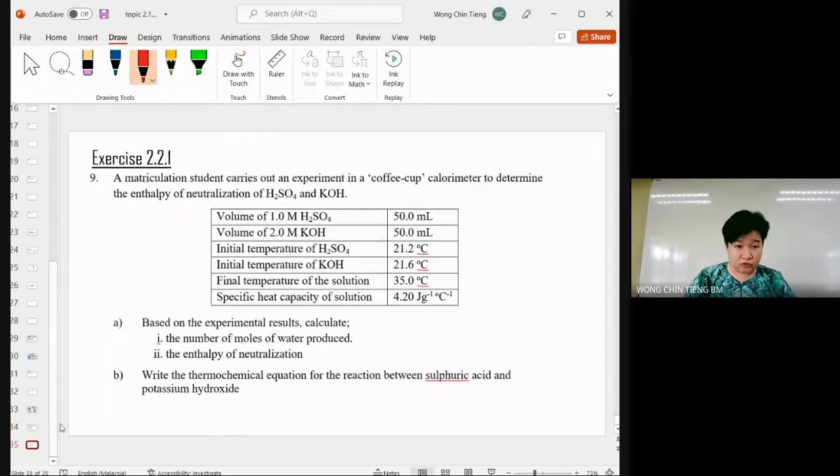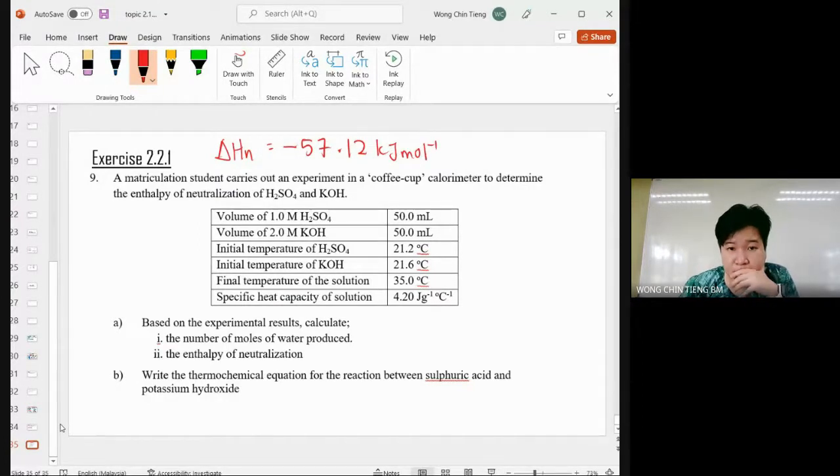Soalan bawah. The enthalpy of neutralization. Kira kat sini delta H neutralization of my question over here. Negative 57.12 kilojoule per mole. Heat capacity of solution, tak ada calorimeter. So the heat release by the reaction is only absorbed by the solution.